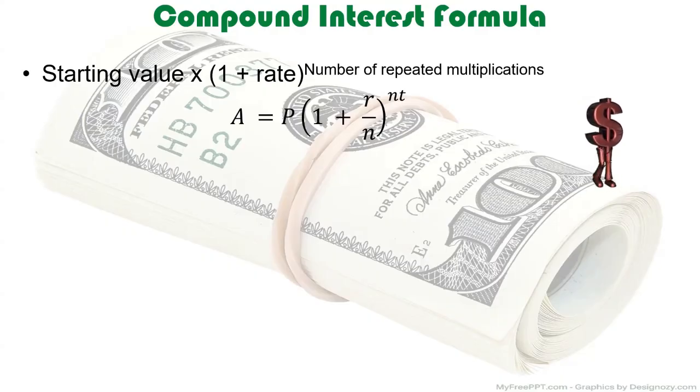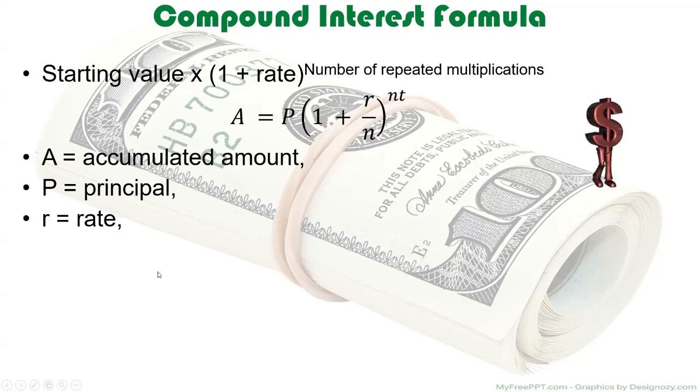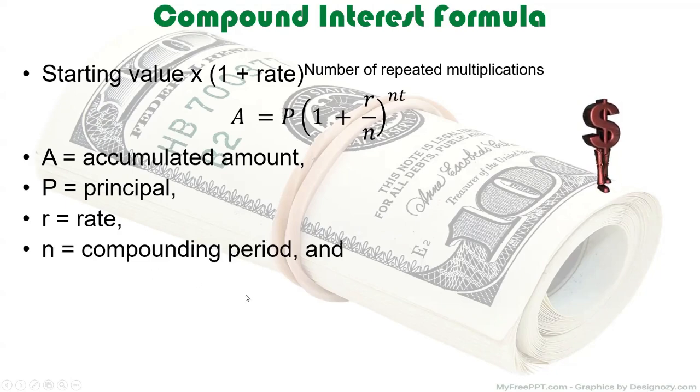And N is the number of times that it is compounded per year. Usually in the first video, we had N is equal to 1, and if we have 1 here, we usually don't write it. But if we're going to have multiple compounding periods, we have to explicitly state what N is. So to review, A is the accumulated amount, P is our principal or starting amount, R is the annual rate, N is the compounding period, and T is the time in years.